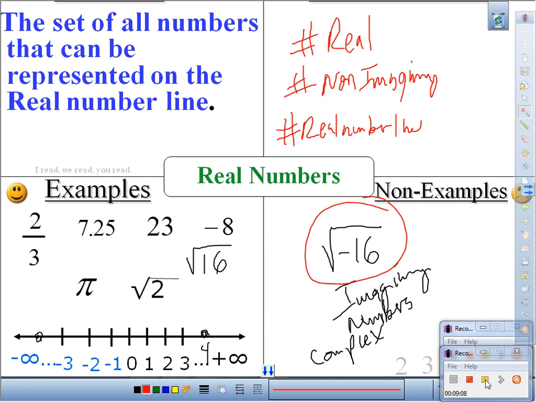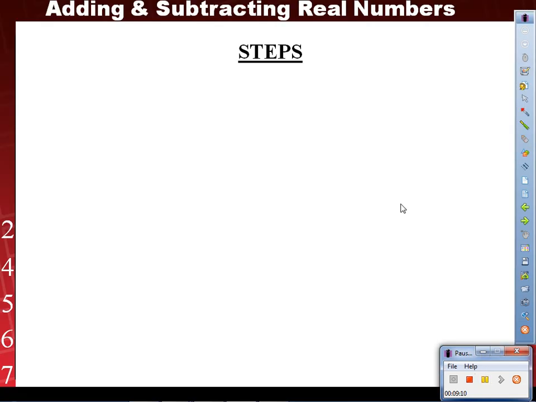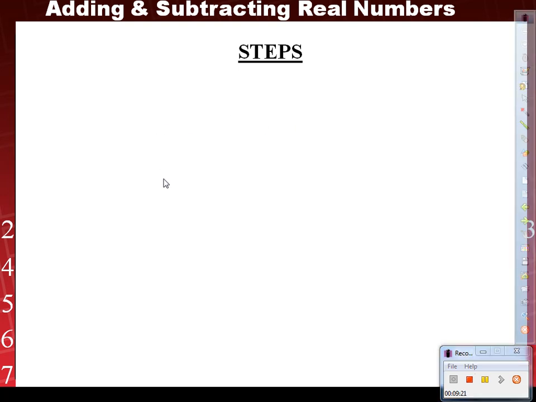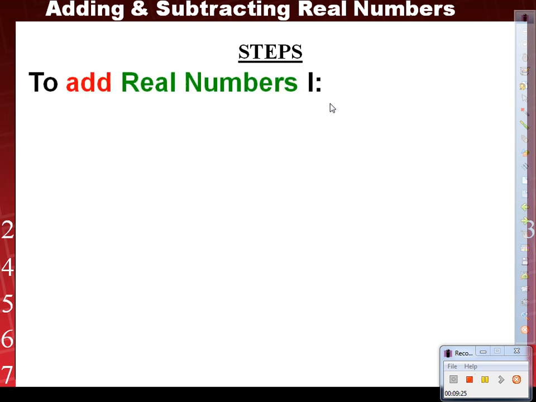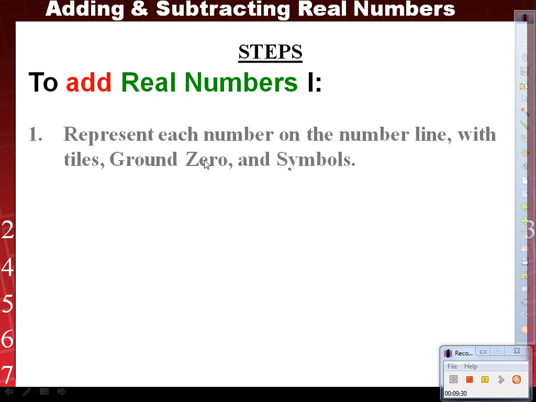Let me move forward. Underneath your prayer model, I'm going to have you write steps for today. I'm going to go fast, so stay focused. And today I'm going to focus on addition. So to add real numbers, step 1, represent each number on the number line with tiles, ground zero, and symbols.